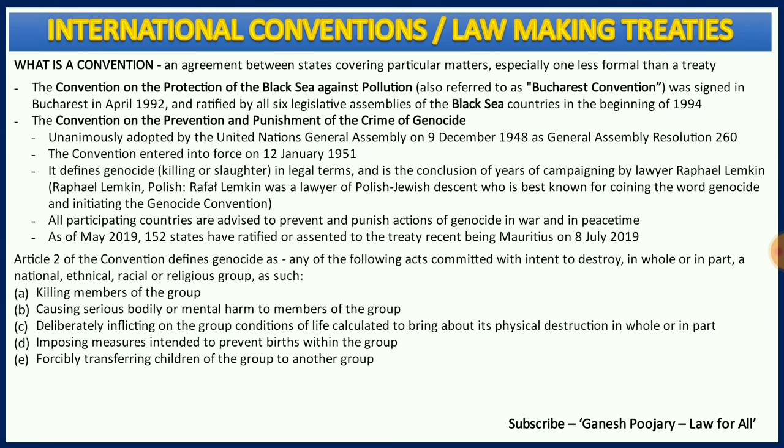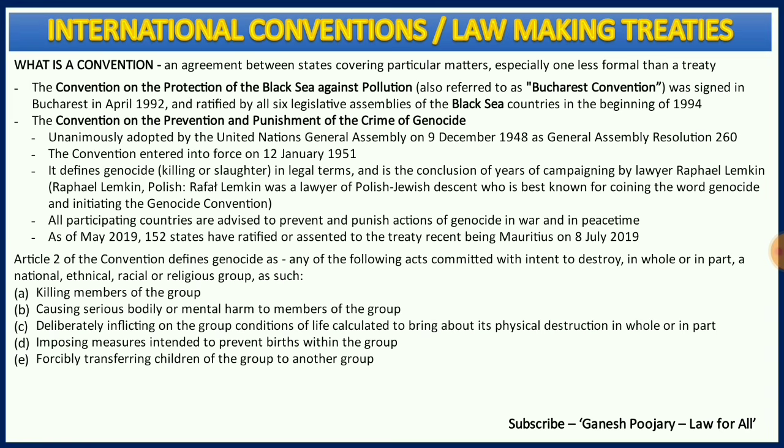The second important example of a convention that I wanted to give you is the Convention on the Prevention and Punishment of the Crime of Genocide. What is genocide? Genocide is killing or slaughtering human beings. There were many times attempts were made to kill a particular group of people for nationalism or for ethnic, racial or religious reasons. Now, this convention has decided that such attempts should not be made. What are the attempts that should not be made?